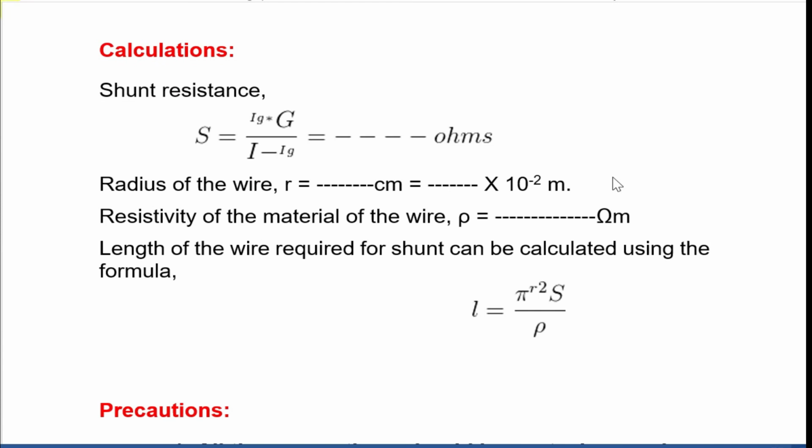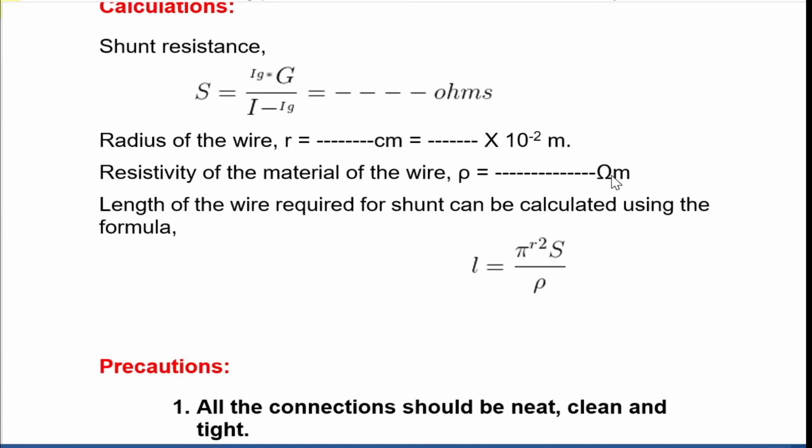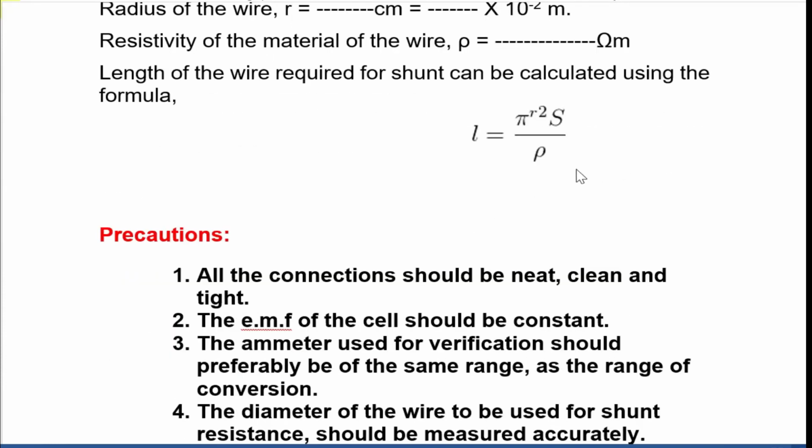Calculations: shunt resistance S is equal to Ig into G by I minus Ig has to be calculated. The radius of the wire r has to be written in centimeter as well as in meter. Resistivity of the material of the wire rho has to be calculated, and the length of the wire required for shunt can be calculated using the formula L is equal to I by pi r squared S by rho. The precautions should be noted down.